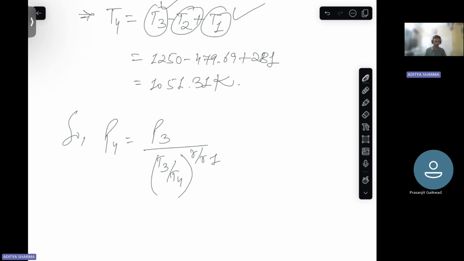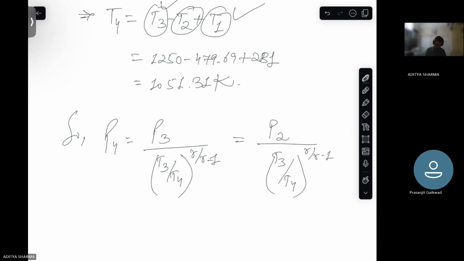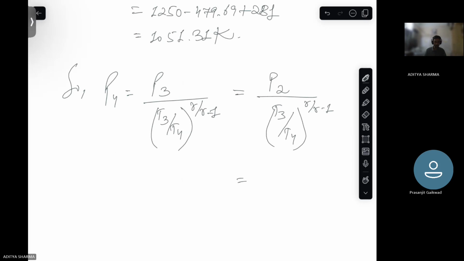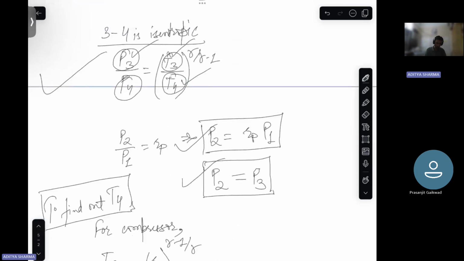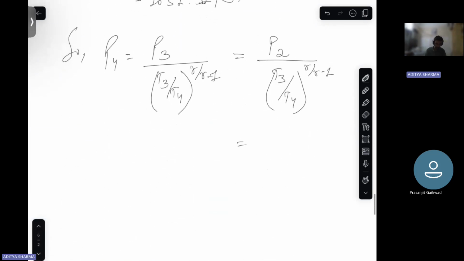Now if you work this out, how can we find P3? Because P2 and P3 lie on the constant pressure line, P3 can be equal to P2. P3 we have, T4 we have, there is nothing to worry about. Then from here you can find P2 is RP times P1. RP is given to us, P1 is given to us, 6.5 into 115. In terms of kilopascal, we will get the answer.